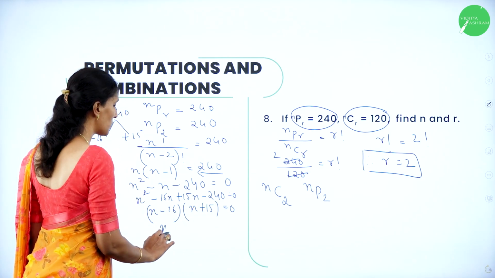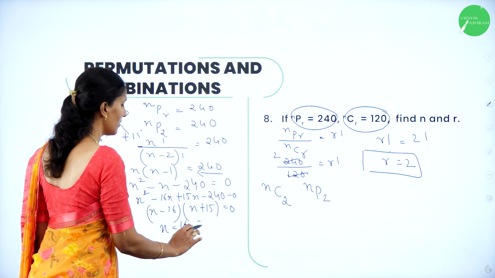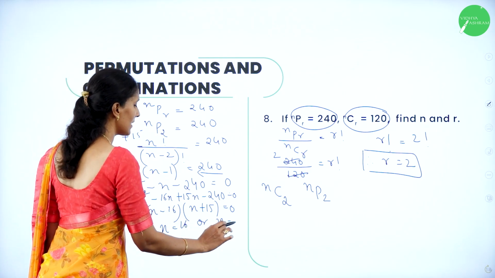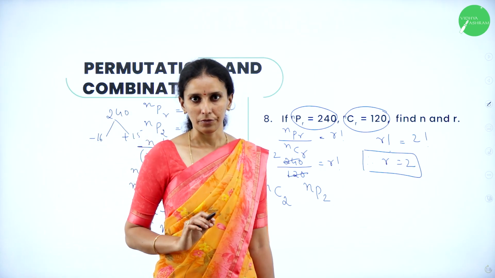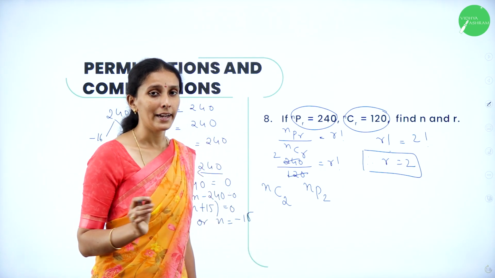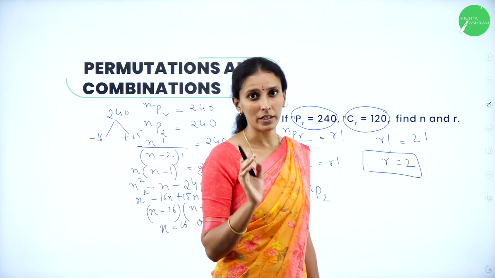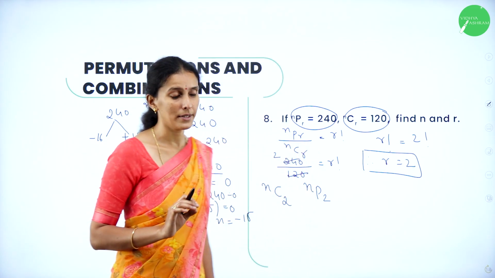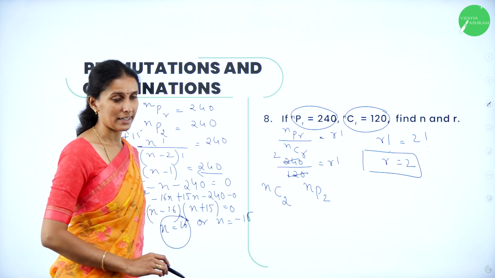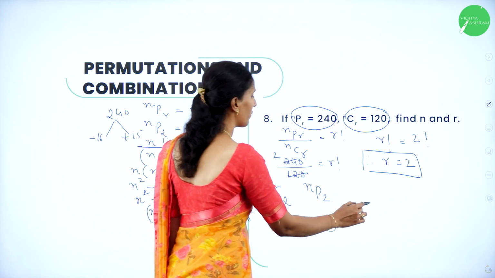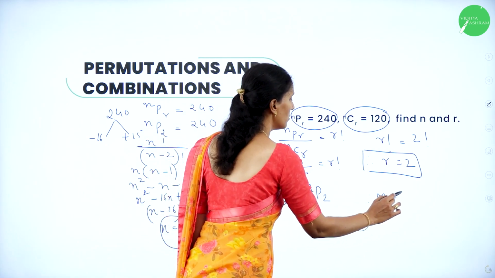So what is my option? n is equal to 16 or n is equal to minus 15. Since n cannot be negative, okay, n cannot be negative. Why? Because arrangements are counted. So counting numbers are natural numbers. So therefore, my value of n is 16. So therefore, what is the value of n? n is equal to 16.